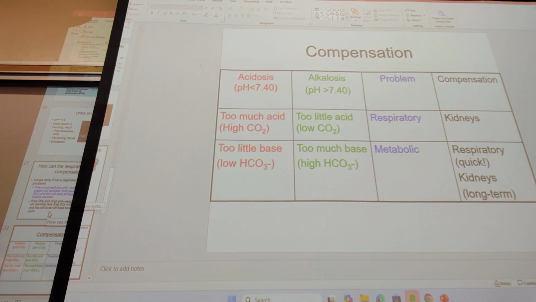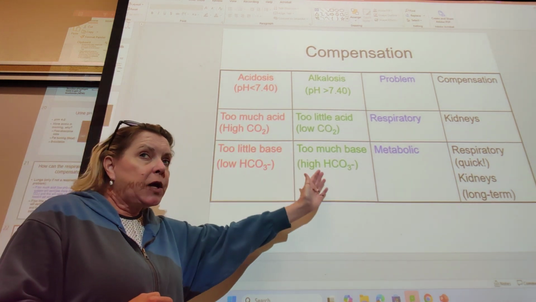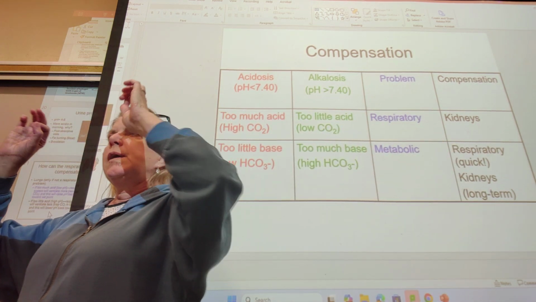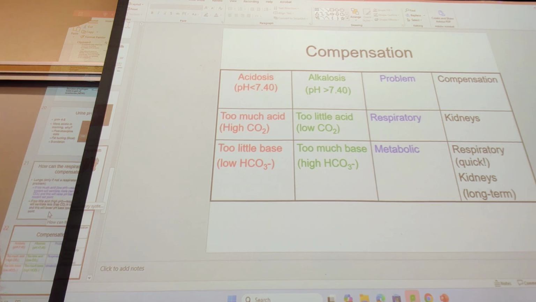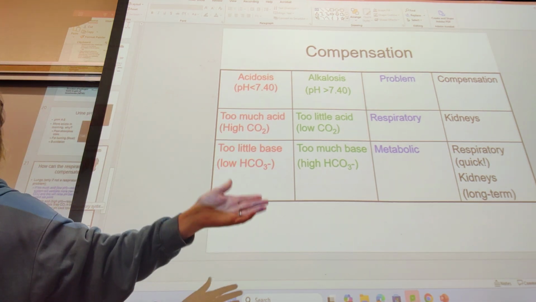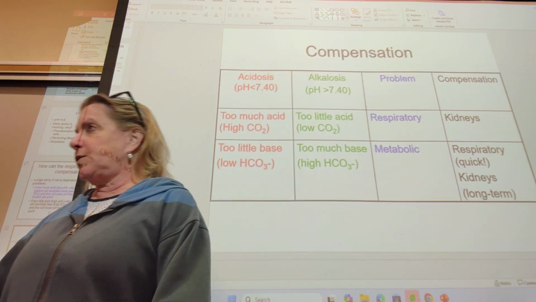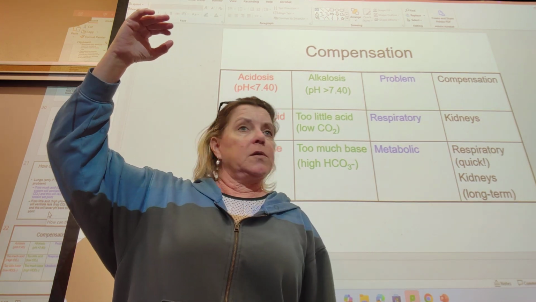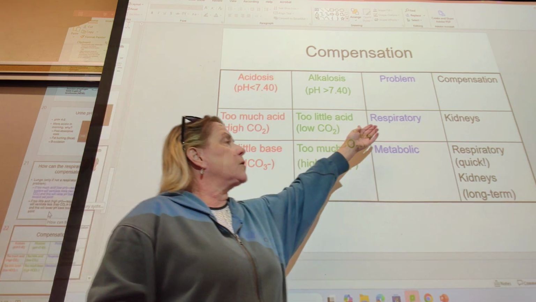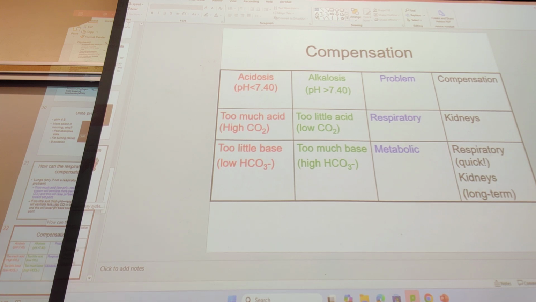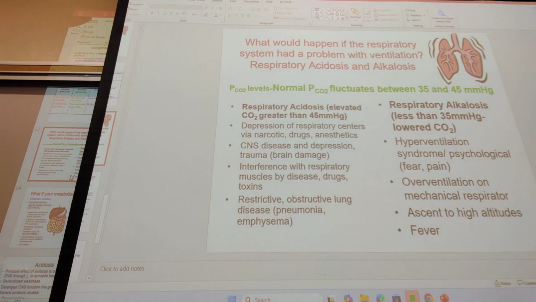When it comes to compensation, here is a chart to help you. Acidosis, alkalosis. What is the problem? Which arterial blood gas fits your diagnosis? How can we have acidosis? Too much acid? That's CO2. If that's the problem, then it's a respiratory issue. Can you have acidosis from too much base? You can't. So that's how you differentiate between, is it a respiratory or a metabolic issue? This will help you with page 11 in your homework packet.